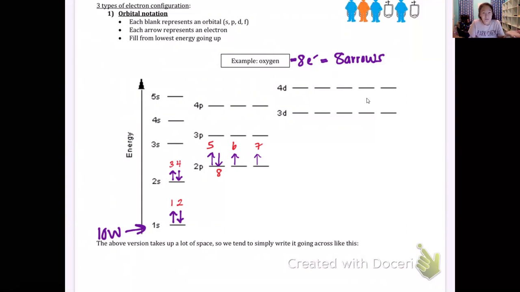Instead of drawing it 3-dimensionally, we use lines and arrows. This takes up a lot of space. So instead of drawing them upwards, we write them sideways. Okay, so I'm gonna write it sideways real quick down here. So we say 1s, we put the orbital on top of the label and we draw our arrows here.